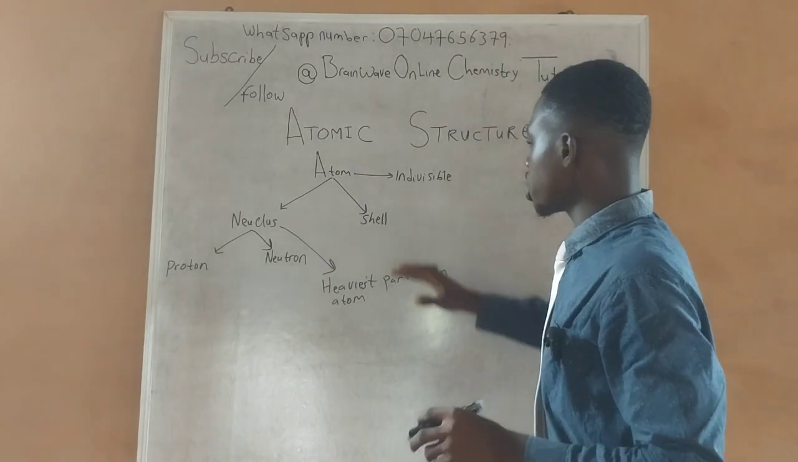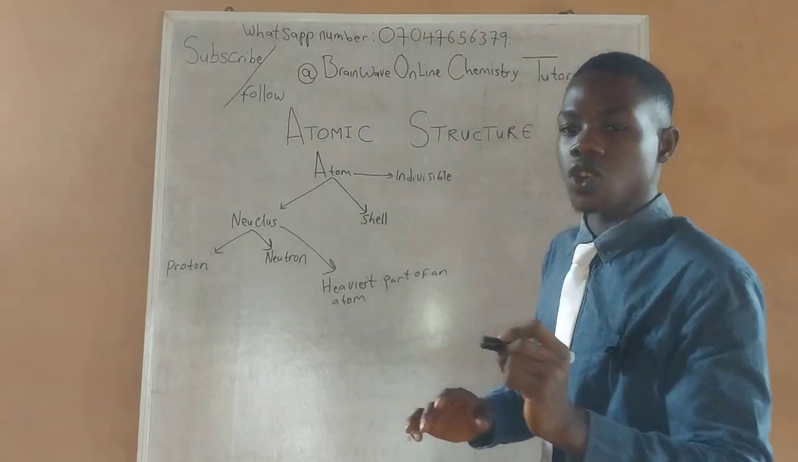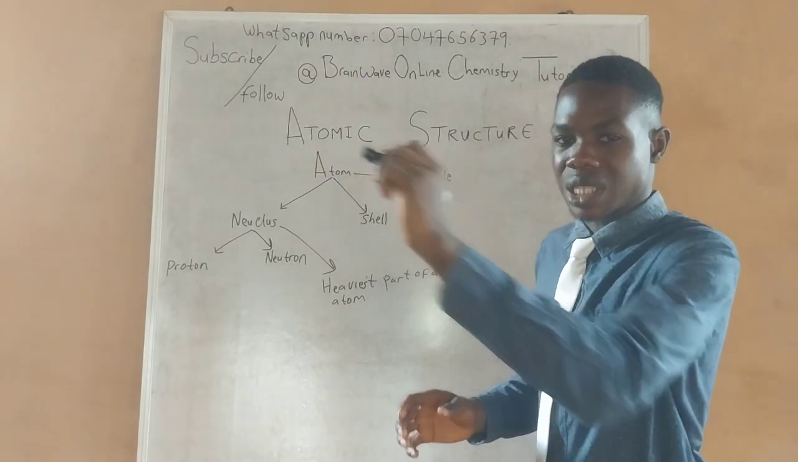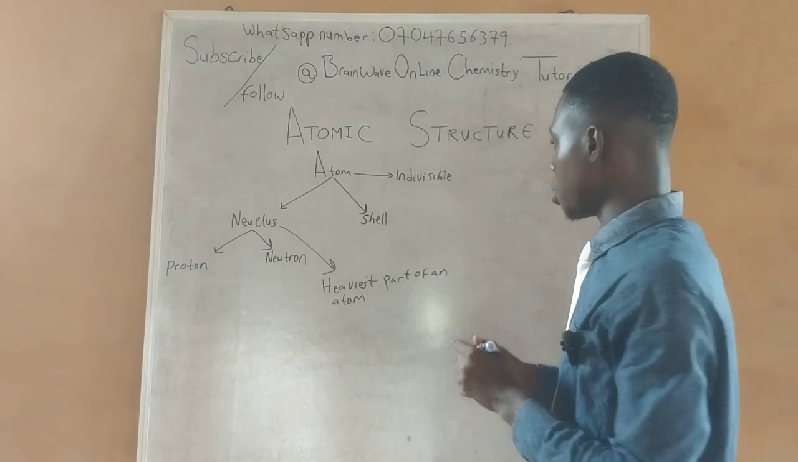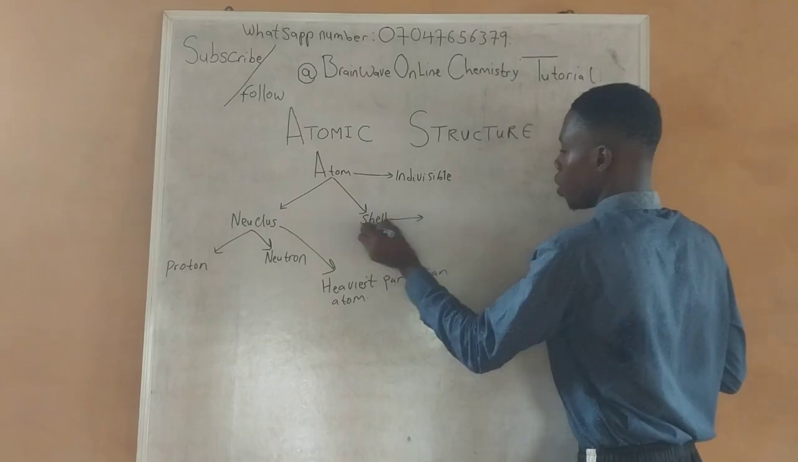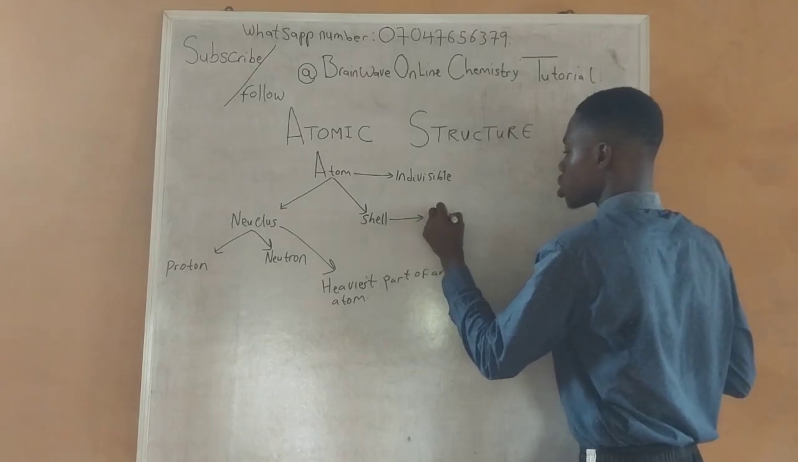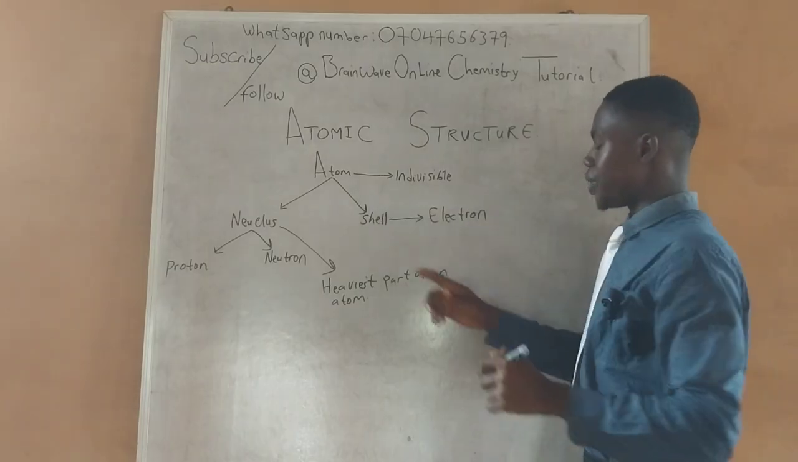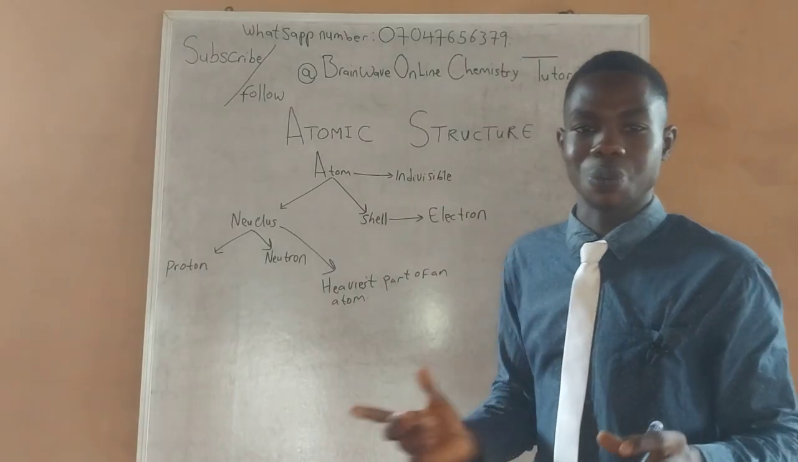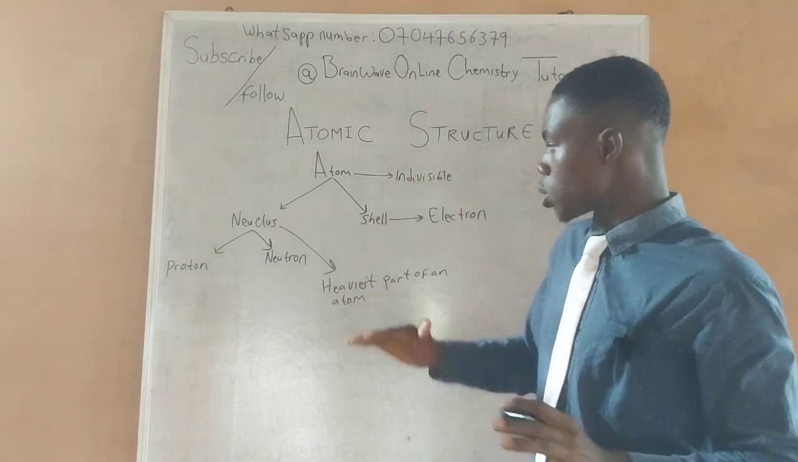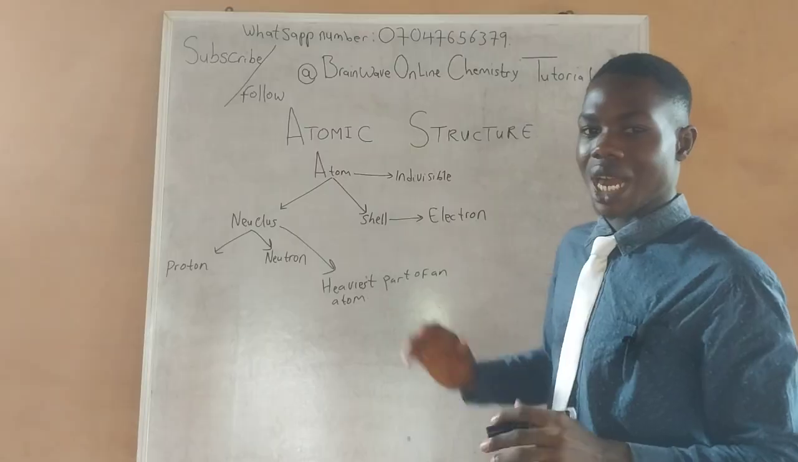Now what about the shell? The shell spins around the nucleus of an atom. And electrons are found in the shell of an atom, spinning around the nucleus of an atom. Please take note of all these areas that I'm bringing out right now.